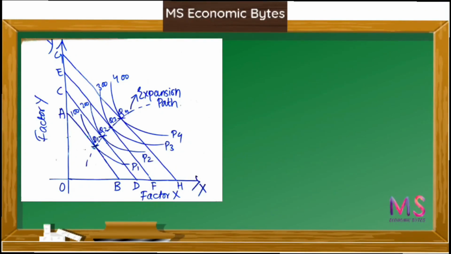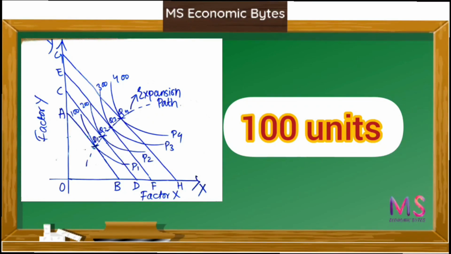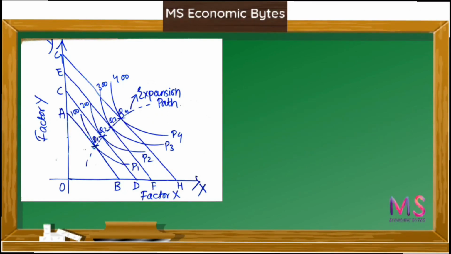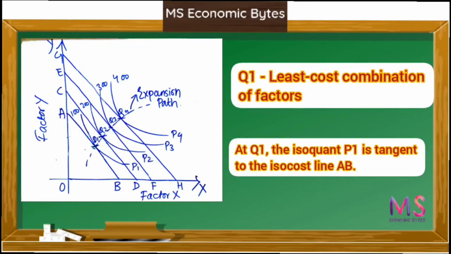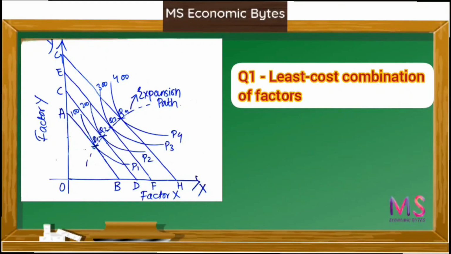Now suppose the firm wants to produce 100 units of output. It is on the isoquant P1. On the isoquant P1 it will produce at point Q1 because the factor combination Q1 is nothing but the least cost combination of factors. It is called least cost combination because at point Q1, the isoquant P1 is tangent to the isocost line AB. So Q1 is called least cost combination of factors.